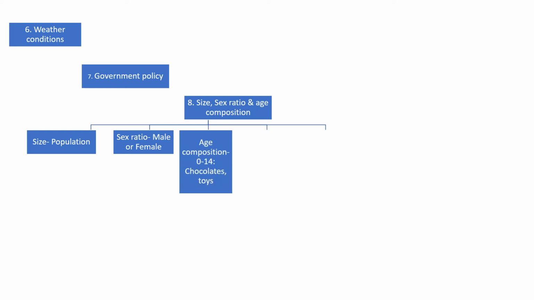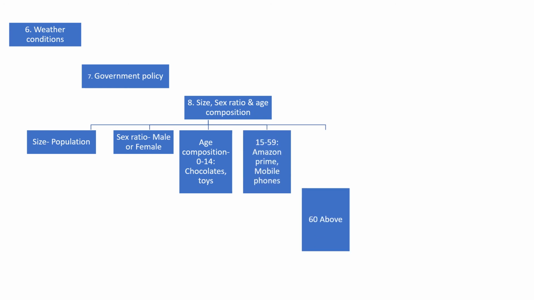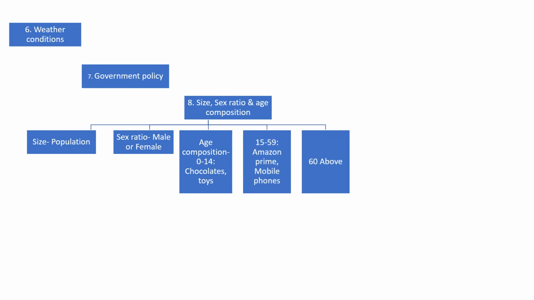Now, when I talk about age composition, it is 0 to 14 one age group, 15 to 59 one age group, 60 and above one age group. So what happens in the 0 to 14 age group? They are small kids, they demand toys, chocolates, diapers, etc. When it is 15 to 59, you all know that you demand more Amazon Prime, Netflix, mobile phones, etc.